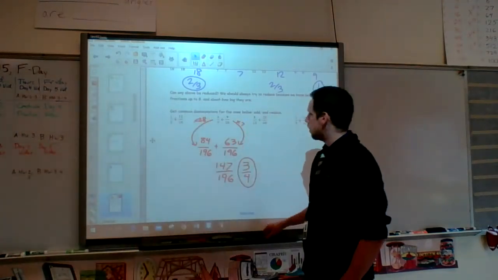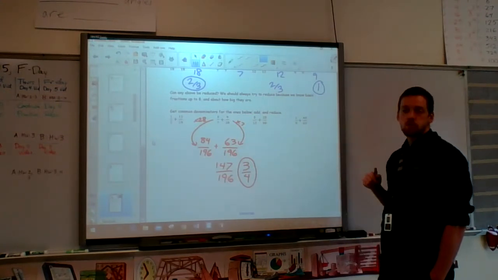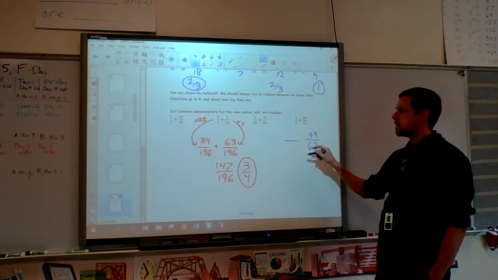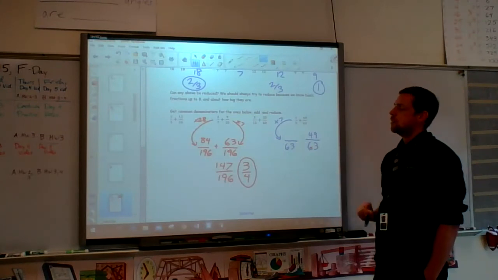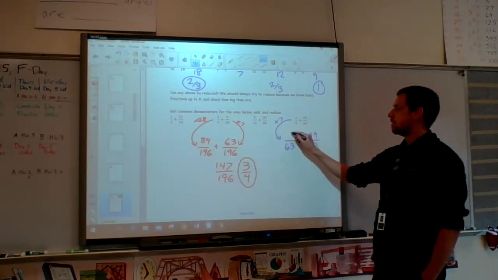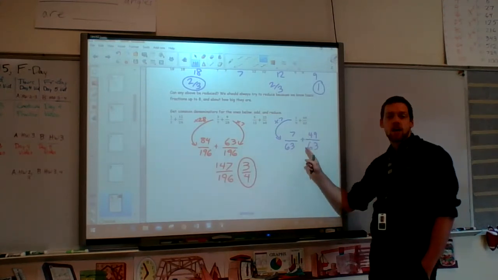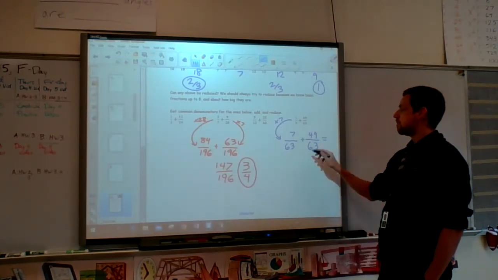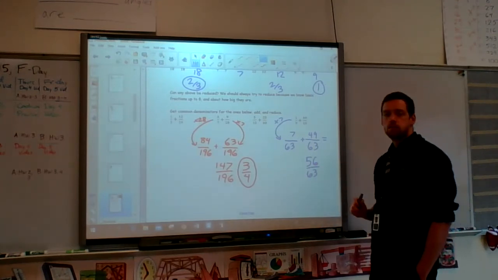All right. So we can try this one, but I'm going to skip it just to get to the next one because there's more room over here. I know 9 can become 63. So this 9 I know can become a 63 if I times it by 7. Okay, so if I times my 1 by 7, I get 7 here. Now that the denominators are the same, I can add the tops and keep the bottoms the same. 7 plus 49 is 56 over 63.